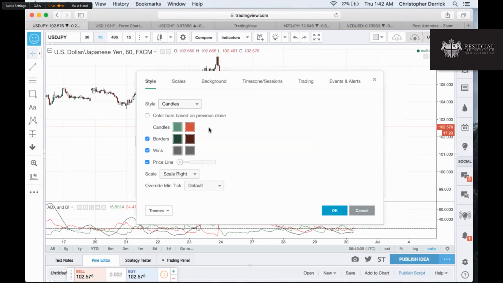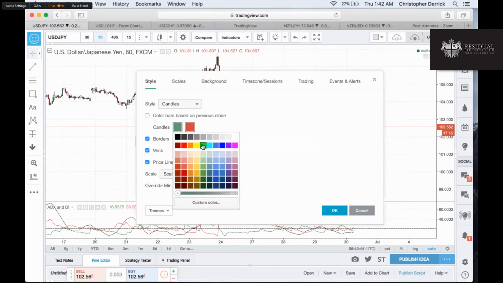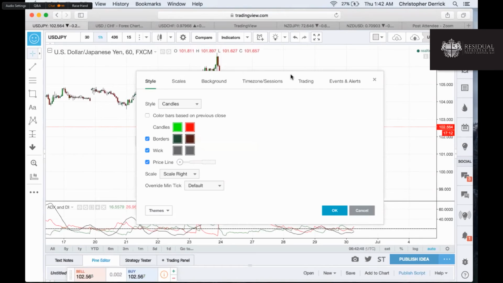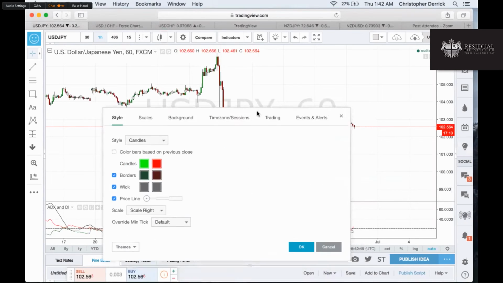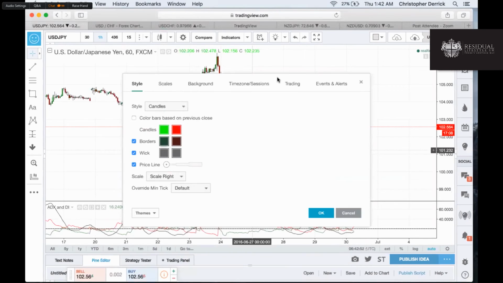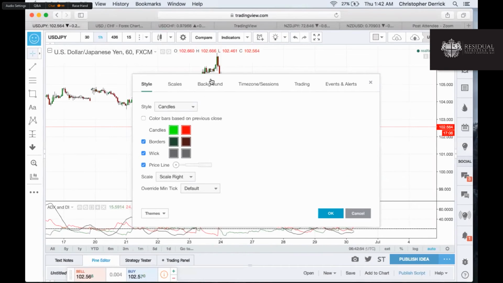All right, cool. Let's go back. So what I do with my charts is I make this bright green, make this bright red. As you can see, it's brighter. It's like, cool, I can look at it. It's easy on the eyes, right?